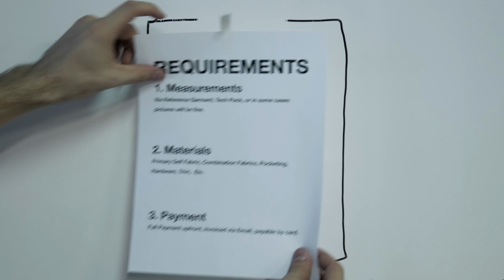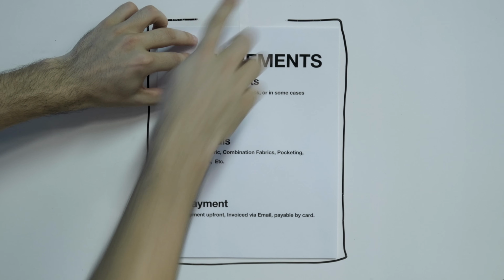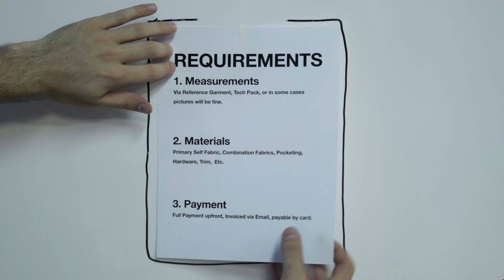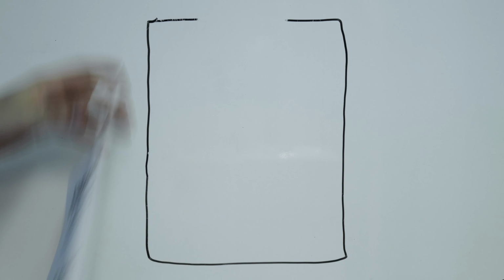So in all, here's the list that explains what is required from you to make the garment through me. First, measurements in the form of a tech pack or otherwise, or a reference garment or reference pictures in some cases will be enough. Second is materials, for example, fabrics and hardware for the product. And last is the payment. I require the full payment up front before I make a pattern or sample. In some rare cases, in orders for $700, $800 and up, we can do a 50% deposit, but usually I require full payment up front.